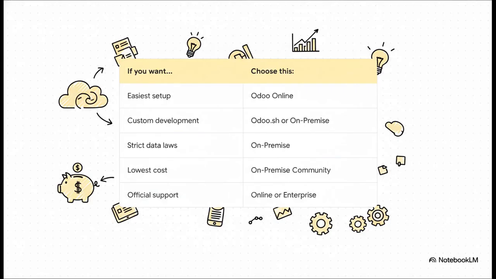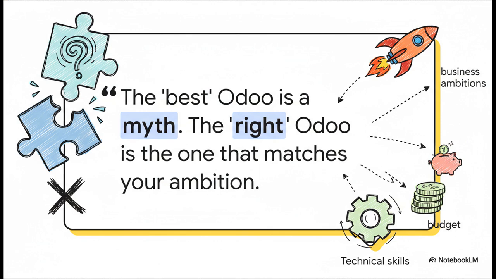All right, and here it is, the ultimate cheat sheet. Just find your number one need on the left, and it'll point you to the answer on the right. Is easy setup your top priority? Boom, Odoo Online. Is lowest possible cost the hill you'll die on? On-premise community is for you. And if you know you're going to need that official safety net of support, you're looking at either online or enterprise. See? Simple.